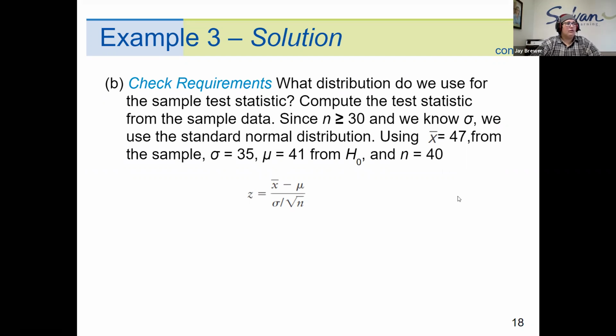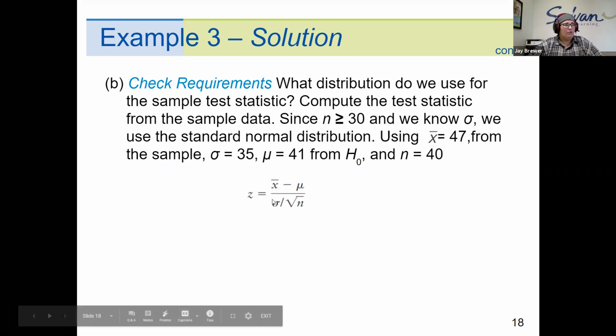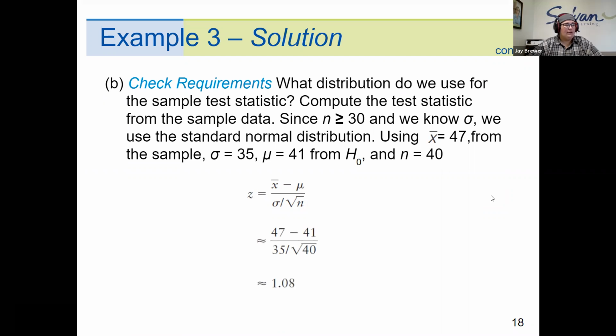All right, check the requirements. What distribution do we use for the sample's test statistic? Compute the test statistic from the sample data. Since n is greater than or equal to 30 and we know sigma, we use the standard normal distribution. We're given the X bar, we were given sigma, we were given the mean. We know that n is 40, so you plug everything in, and you get a z-score of 1.08.